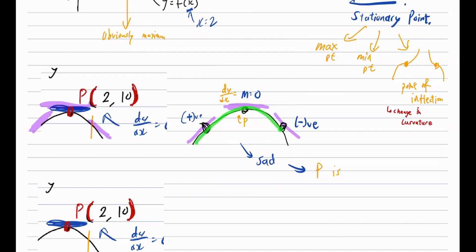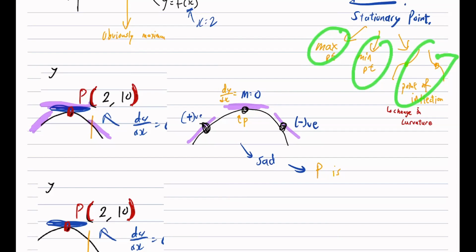But here, once we know it's a sad face because of the gradient, and we know that the gradient of this tangent at this point P is 0. The gradient of this tangent line is 0 at the point P. What can we conclude about this point P? P is a maximum point. Very good, maximum point.